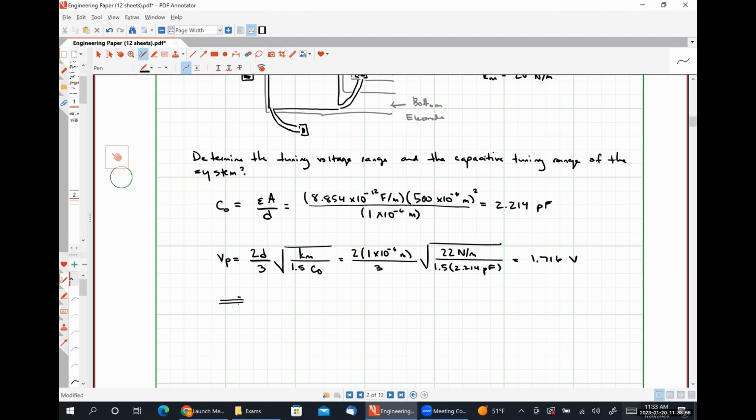So our voltage tuning range is from 0 less than V bias less than 1.716 volts. Any voltage greater than 1.716 volts causes our plates to snap together, thereby shorting out our capacitor.